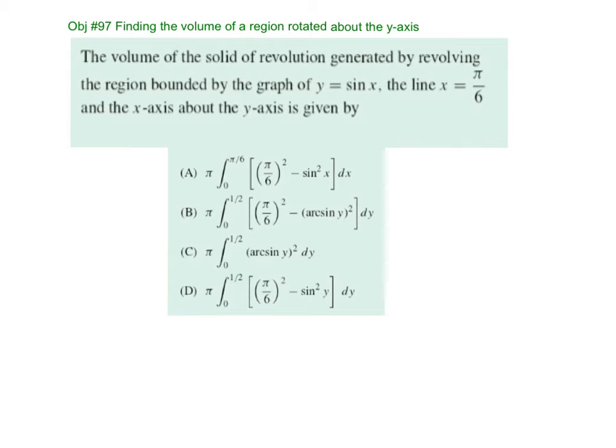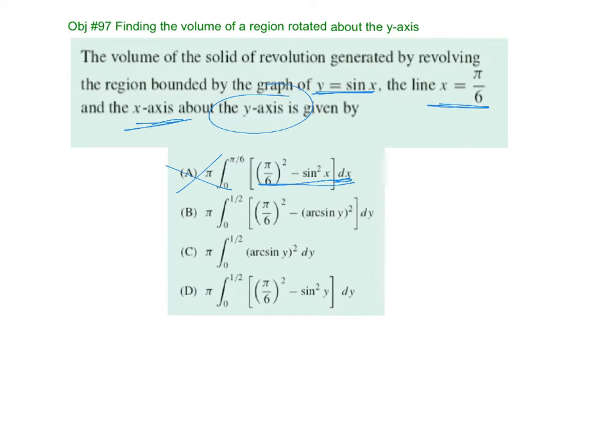All right, so this is a practice AP problem. Pause the video, read it. What do you think? The volume of the solid generated by revolving the region bounded by y equals sine x, x equals pi over 6, and the x-axis about the y-axis. So the fact that we're rotating around the y-axis, automatically I can take out A, because that is in terms of x. Like, no.